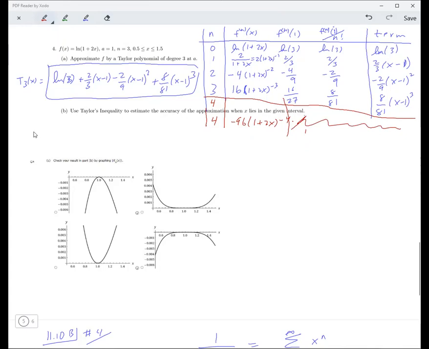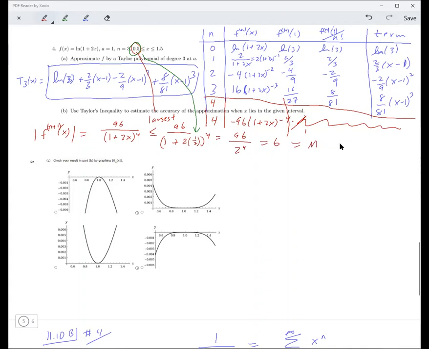Because what we want to do is find m. Okay, so f^(n+1) of x is equal to the absolute value of this, which is 96 over 1 plus 2x to the 4th power. Now you're looking for what's the largest that can be. This makes this the largest when x is 0.5, because it makes the denominator the smallest. Okay, so that's going in right there. And that's a 6. Okay, so that's our m. So m is 6.